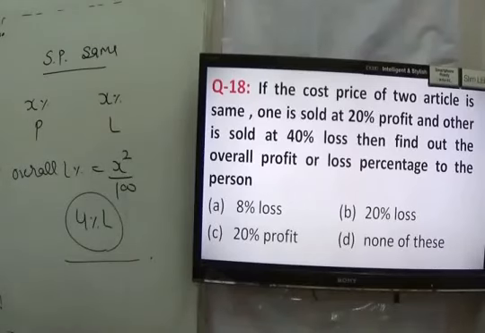Then you have statement number 18. If cost price of two articles is same, one is sold at a profit of 20% and other is sold at a loss of 40%. We have to find the overall profit or loss percentage in case when CP is same.